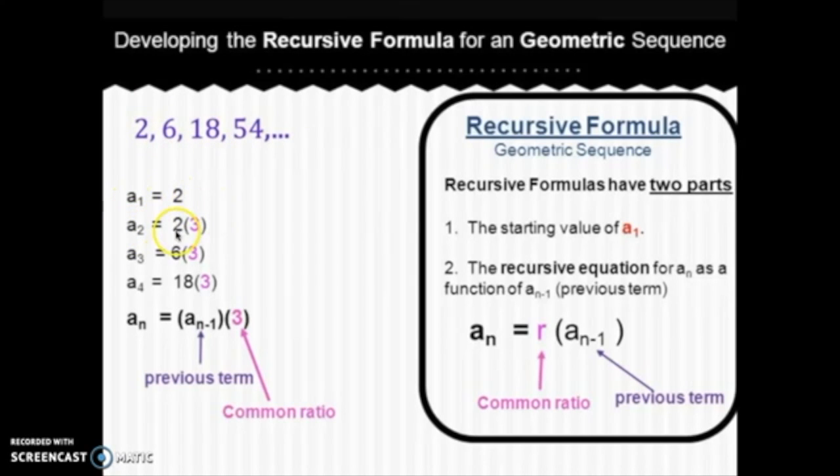But we see a2 is equal to 2 times 3, a3 is equal to the second term, 6 times 3, a4 is equal to the third term, 18 times 3, and so on. It keeps going. That's how we get this general equation, a of n, whatever term you're looking for, equals the term before it times 3.